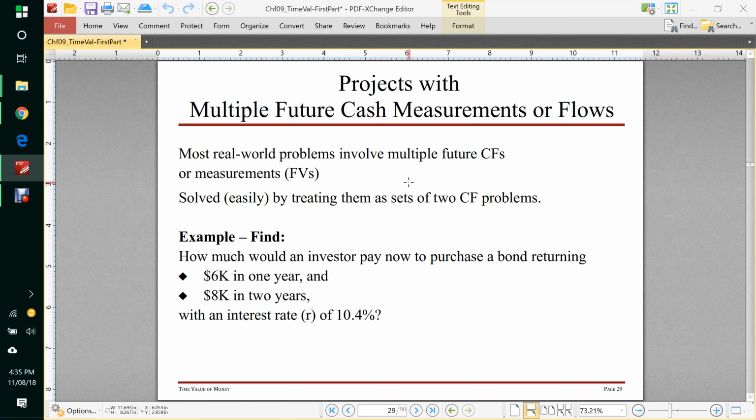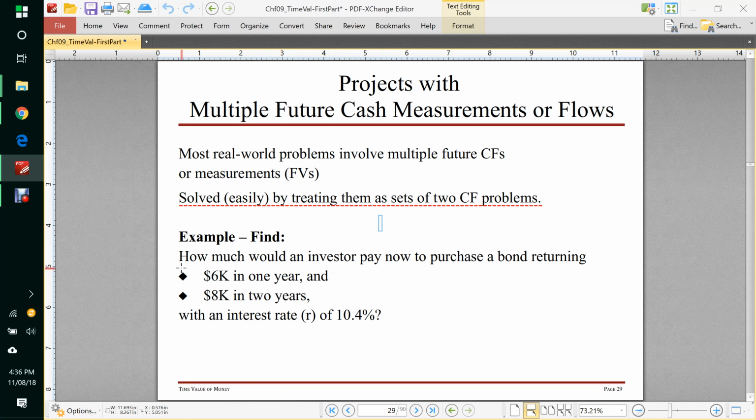Okay, so these can be solved very easily by treating them as sets, simply superposed sets of 2 cash flow problems. So let's look at an example to see how this works.